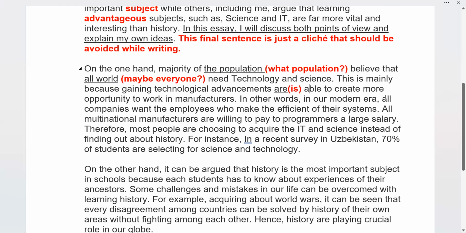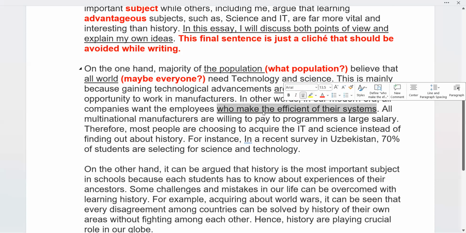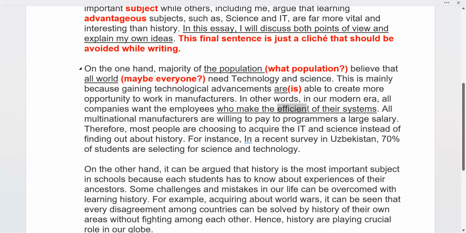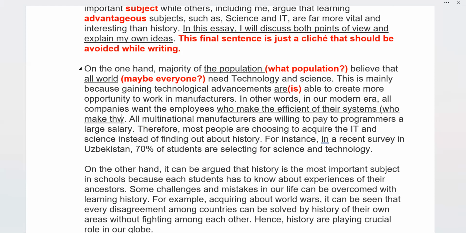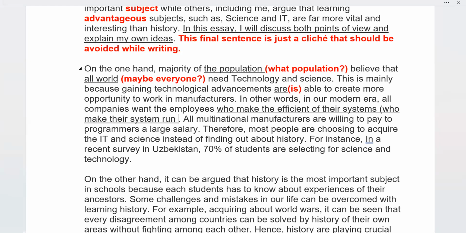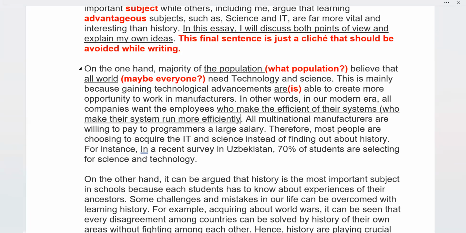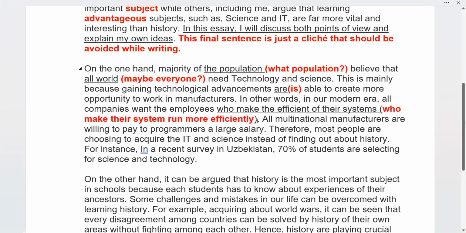So it's able to create more opportunity to work in manufacturers. In other words, in our modern era, all companies want the employees who make the efficient of their systems. No, who make. So again, we have a clause which is super unclear. Who make their systems run efficiently, maybe? But this again is just something that a normal person would not understand. So I'll try my best to simplify it: employees who make their system run more efficiently. I guess this would make much more sense.